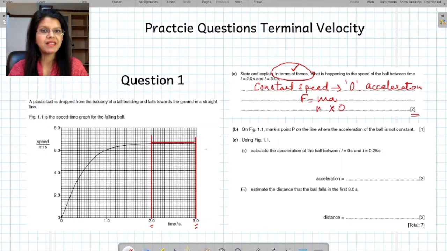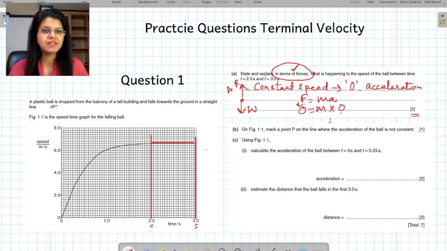Acceleration is zero. The mass would have some value. It is a ball, so it will have some mass. Mass cannot be zero. Right? So if you are multiplying the mass with zero, what is the value of force? The force is zero. It is moving and there is no force acting on it. Why is there no force acting on it? Because the downward force on the ball, which is the weight, is balanced by equal and opposite air resistance.